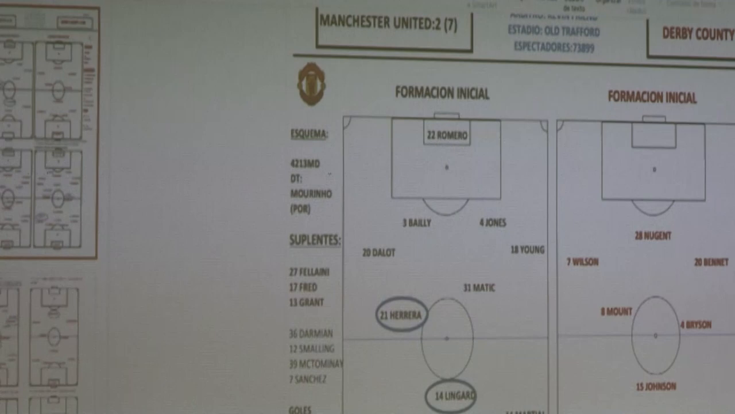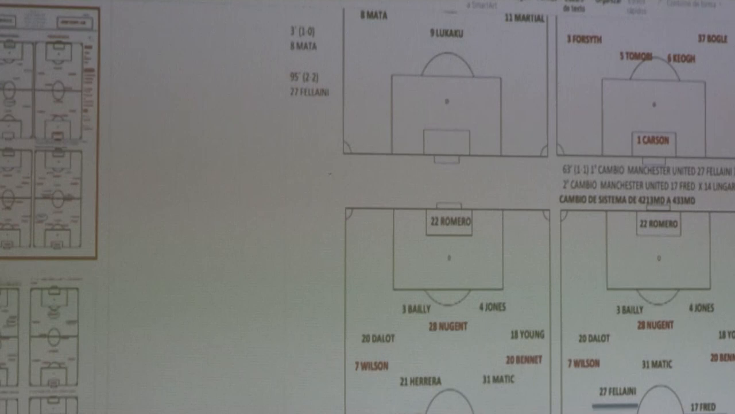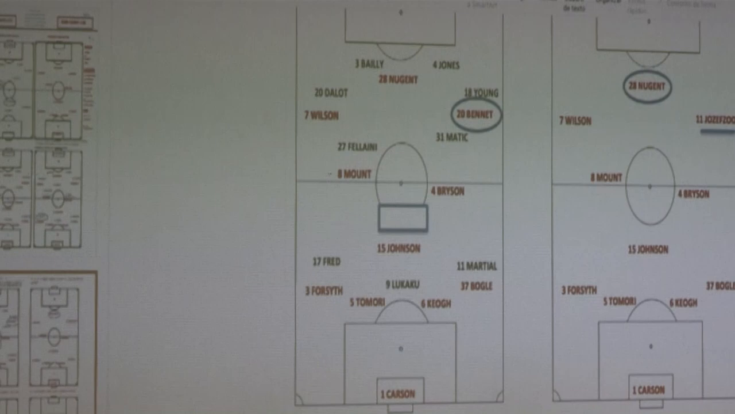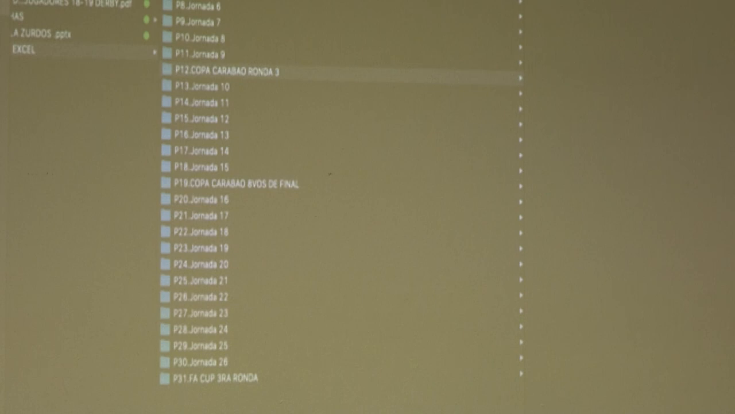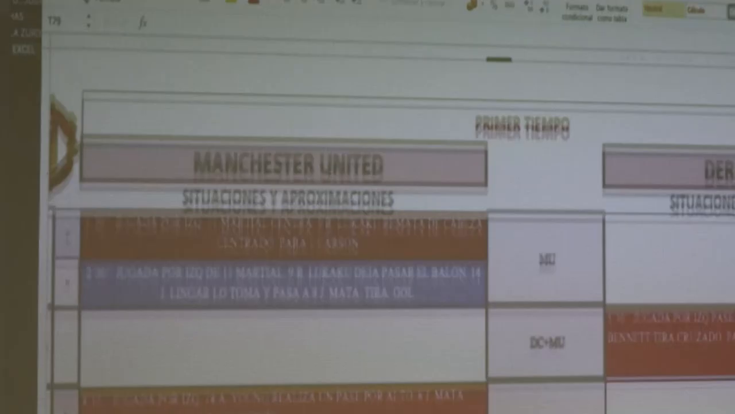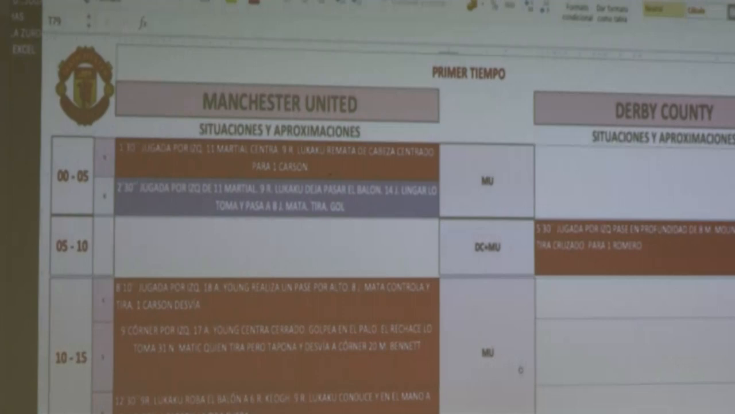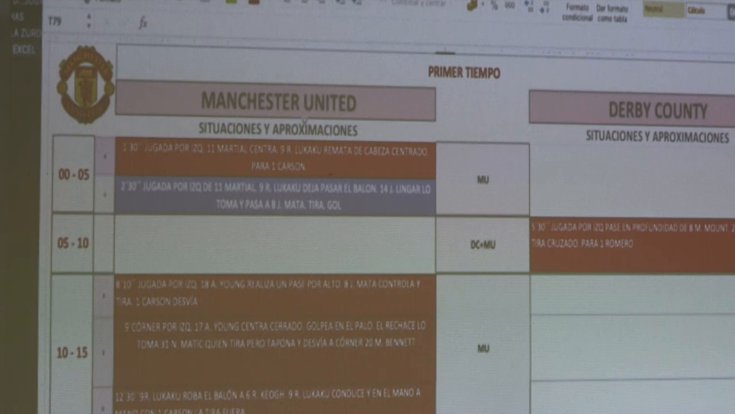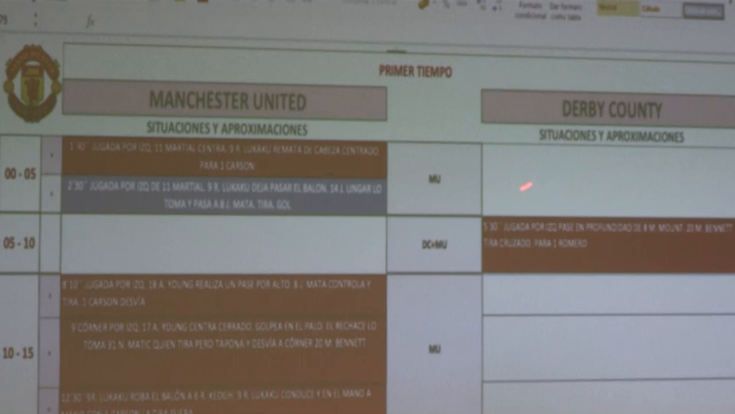This is the same analysis, with all the differences we can find in a game, when we played against Derby County. What we do is point out, in all 51 games we watched, the players who are still playing for Derby County.